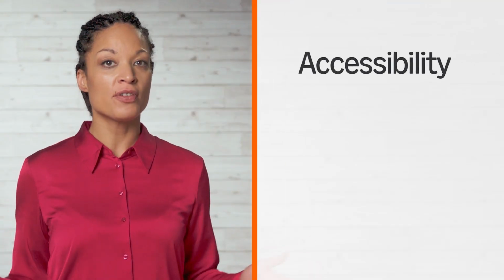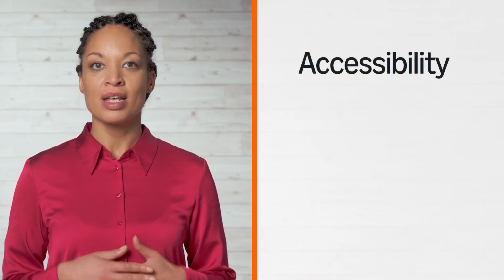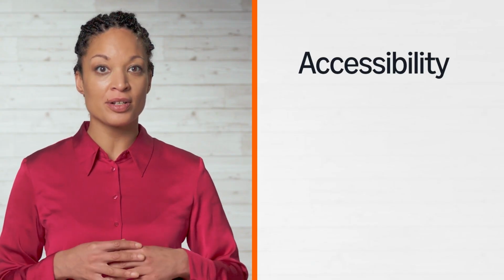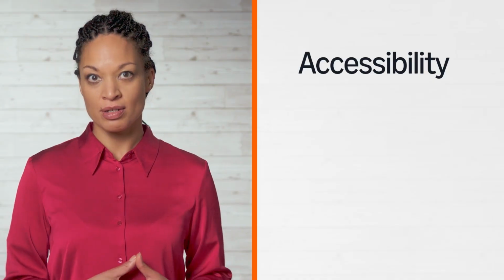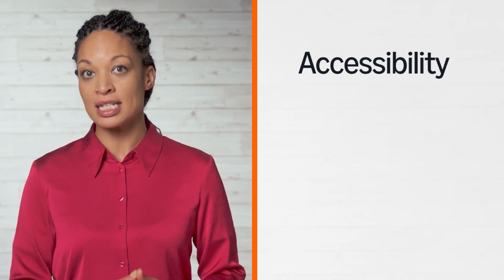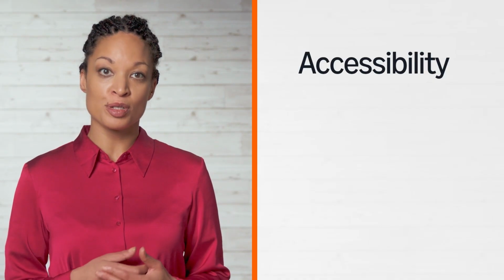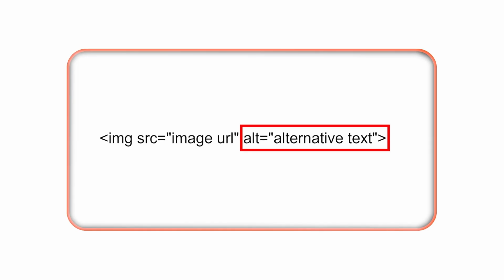Its other important function is to aid accessibility. As a developer and website designer, you should always remember that images are not accessible to all users. If a user finds an image inaccessible, then the alternative text description provides vital information. The alt attribute can be added to the img tag as alt equals with the alternate text enclosed by quotation marks.